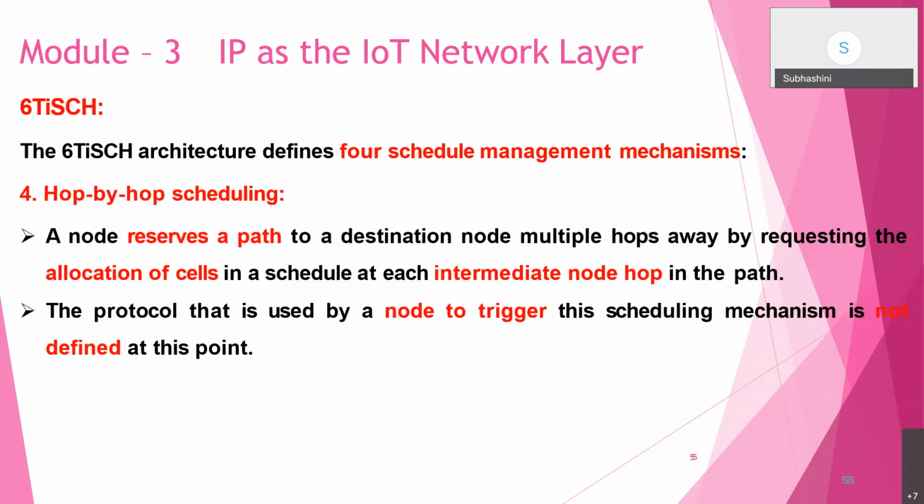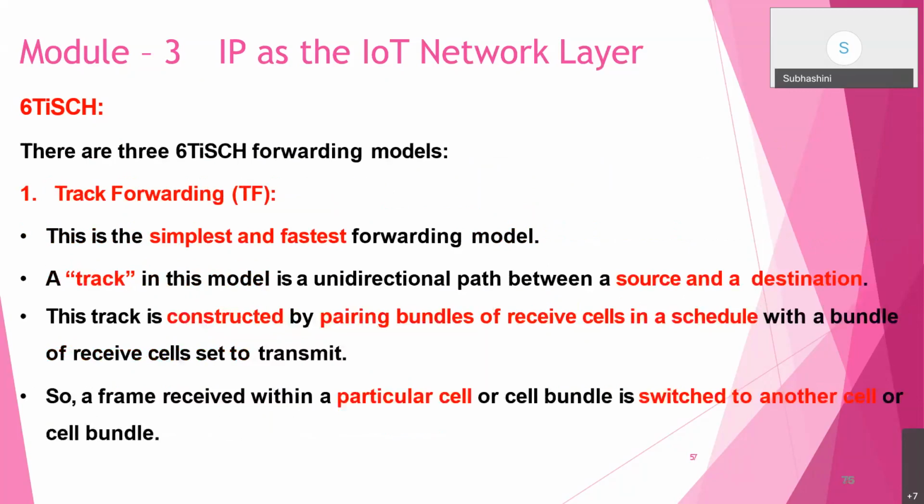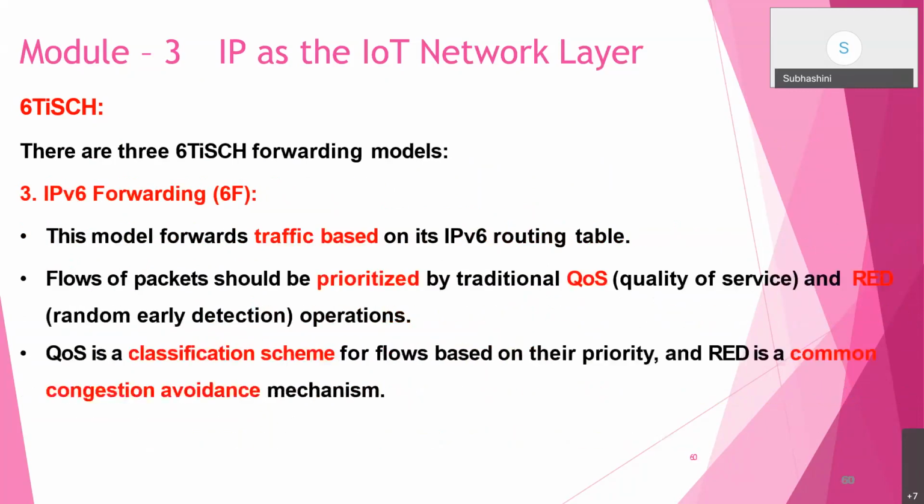And then you have hop by hop scheduling. This is nothing but reserving a particular path from source to destination by having this many number of hops, right? So this is how forwarding is done in case of 6TiSCH with the help of these different approaches. Totally, there are 3 forwarding models in 6TiSCH. One is track forwarding, fragment forwarding, and you have IPv6 forwarding.